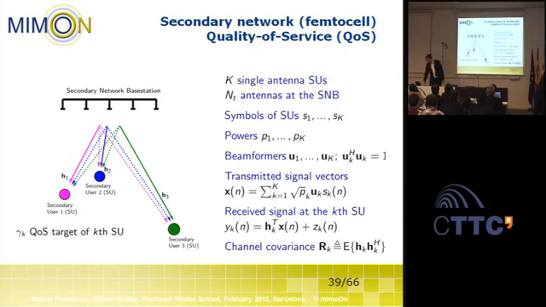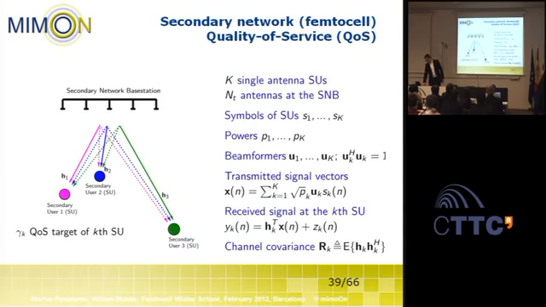So we have K single antenna receivers here in this setup of the femtocell. The femtocell is equipped with NT transmit antennas. Now we are transmitting the symbols S1 to SK. I consider a single carrier system here for simplicity. And what we want to do is we want to design the beamformers, so the vector of the weights applied to each of the antennas for each of the streams that we have. So these are the beamformers U1 to UK, and also the powers that we allocate to each of the beamformers.